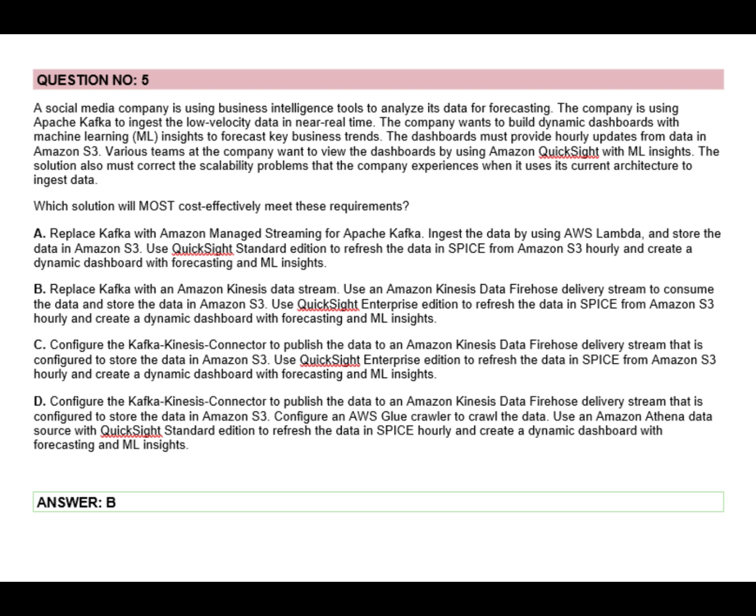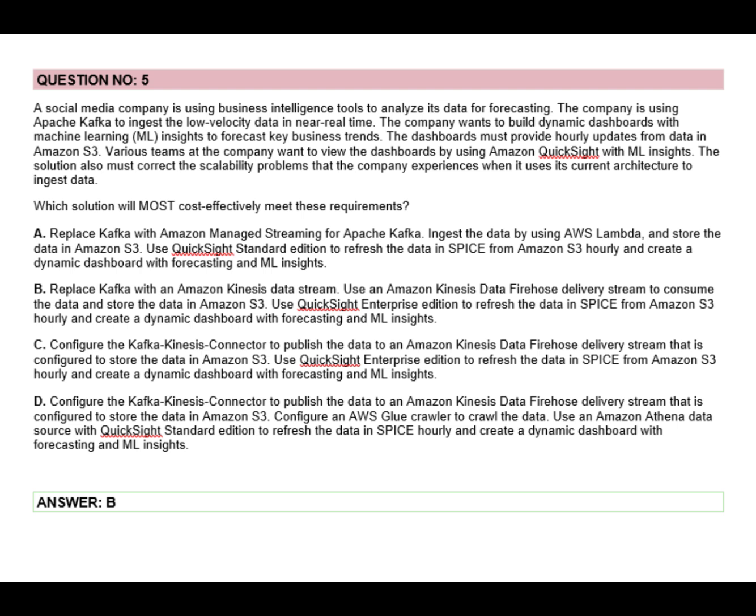B. Replace Kafka with an Amazon Kinesis data stream. Use an Amazon Kinesis Data Firehose delivery stream to consume the data and store the data in Amazon S3. Use QuickSight Enterprise Edition to refresh the data in SPICE from Amazon S3 hourly and create a dynamic dashboard with forecasting and ML insights.